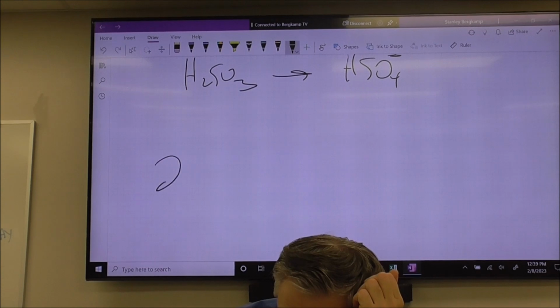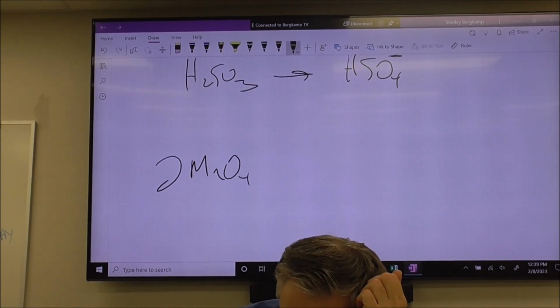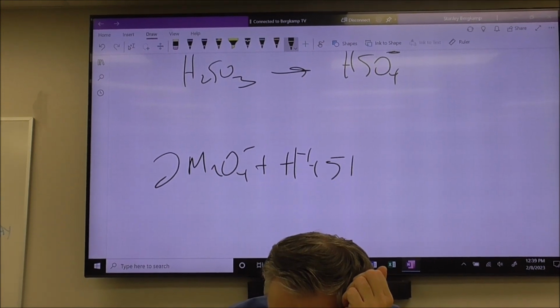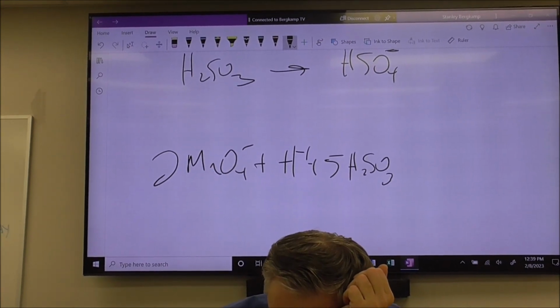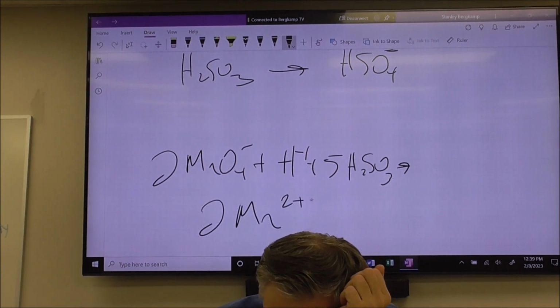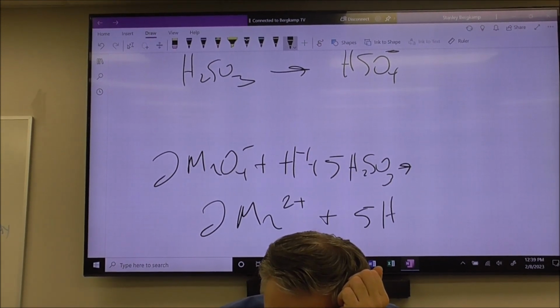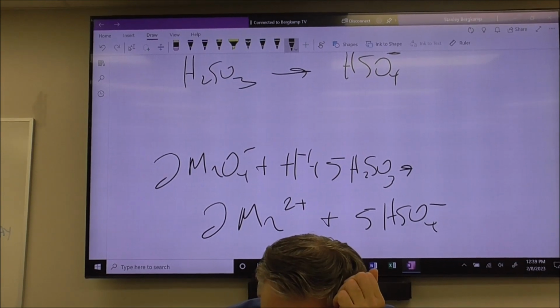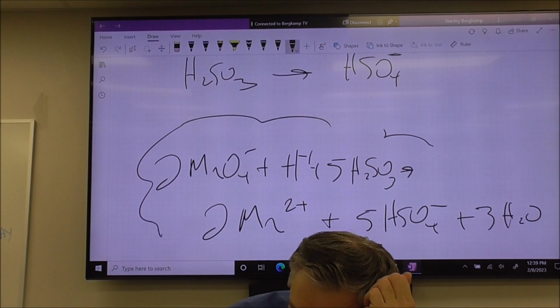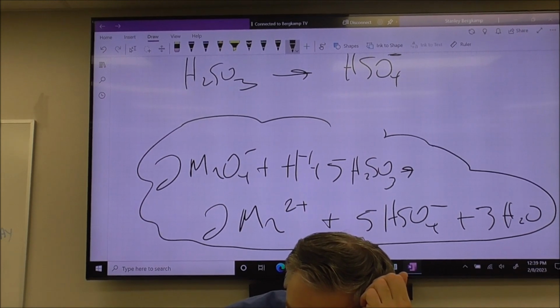So on number 1, here's what it is. 2MnO4⁻ plus H⁺ plus 5 H2SO3 is going to yield 2Mn2+ plus 5 HSO4⁻ plus 3 waters. So if you do that one right, that's what you're going to get.